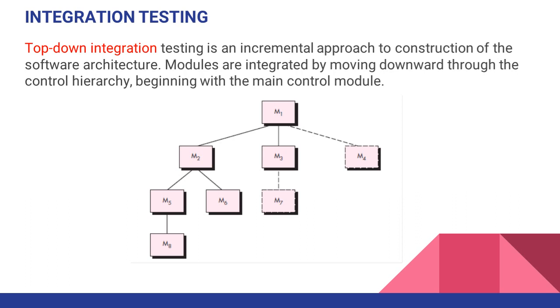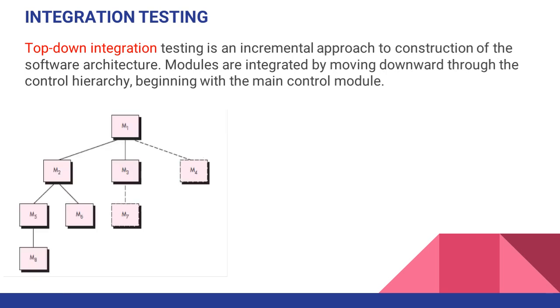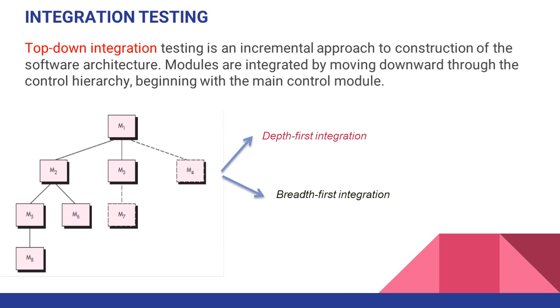Beginning with the main control module, modules subordinate to the main control modules are incorporated into the structure in either a depth-first or breadth-first manner. Depth-first integration integrates all components on a major control path of the program structure. Selection of major path is somewhat arbitrary and depends on application-specific characteristics.